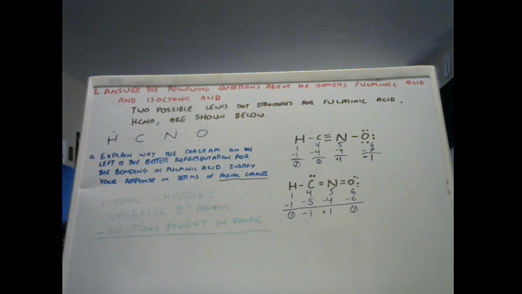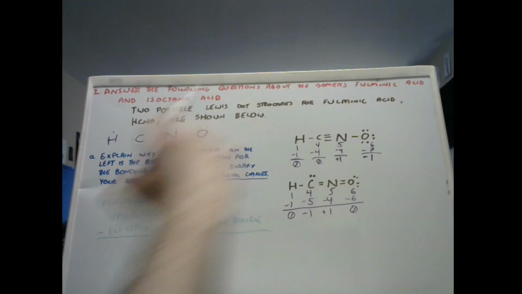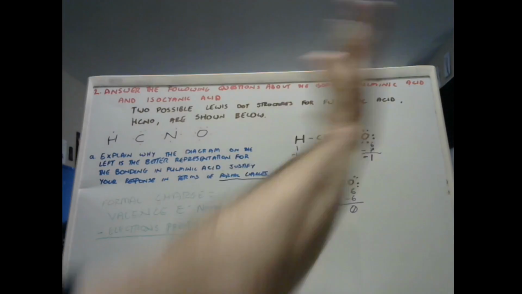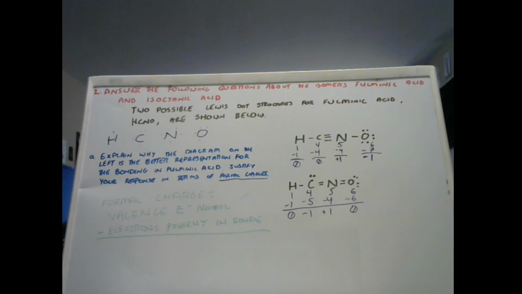Looking at this, look at your periodic table. It goes carbon, nitrogen, oxygen on the periodic table. Oxygen is the furthest to the right, which means it is the most electronegative. Since it's the most electronegative, it should have the negative formal charge.